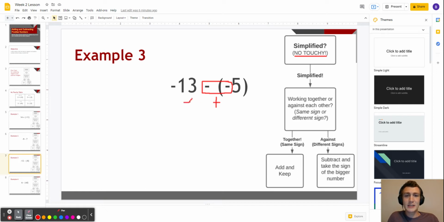And our new problem is negative 13 plus 5. Now, note two things about this. First off, this negative by the 13 stays there. Even though we got rid of these two negatives, this negative is not touching anything, so he's fine. Second, this doesn't become plus a negative 5. It does not become plus a negative 5.